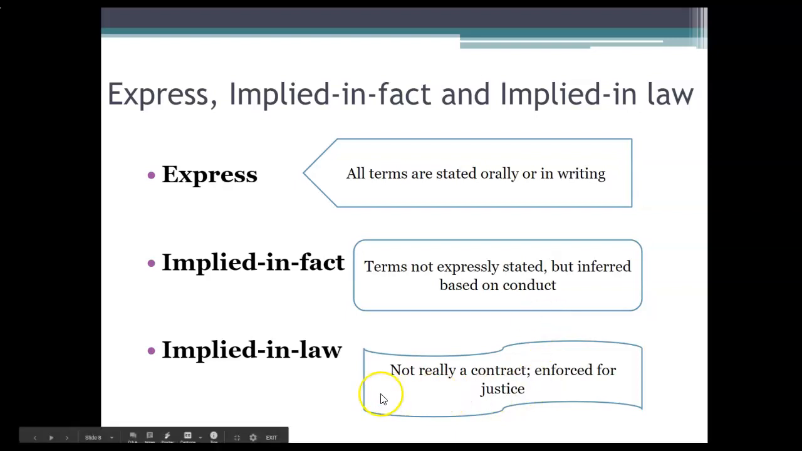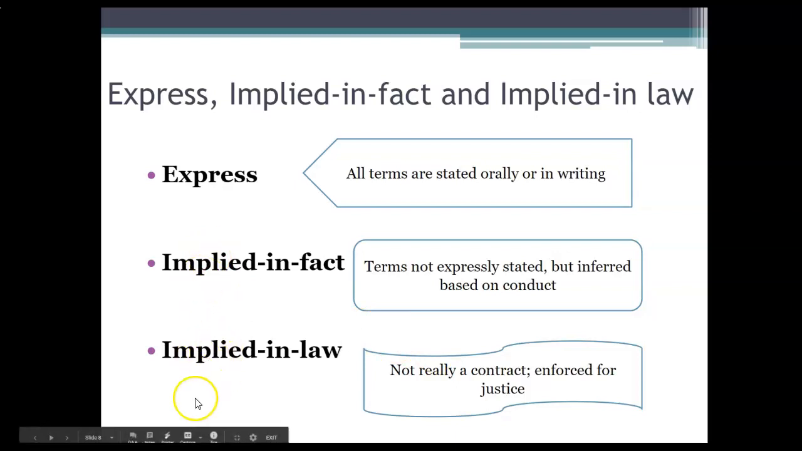And then implied in law, don't really worry about that one yet, but it's basically like it would be enforced for justice, and we'll get into that later on. Just understand the difference of express and implied. Express, all the terms are stated. It can be oral, it can be writing, it doesn't matter. Implied, it's inferred based on conduct of some sort. Something happens and you don't have it in writing and you didn't have a conversation about it.